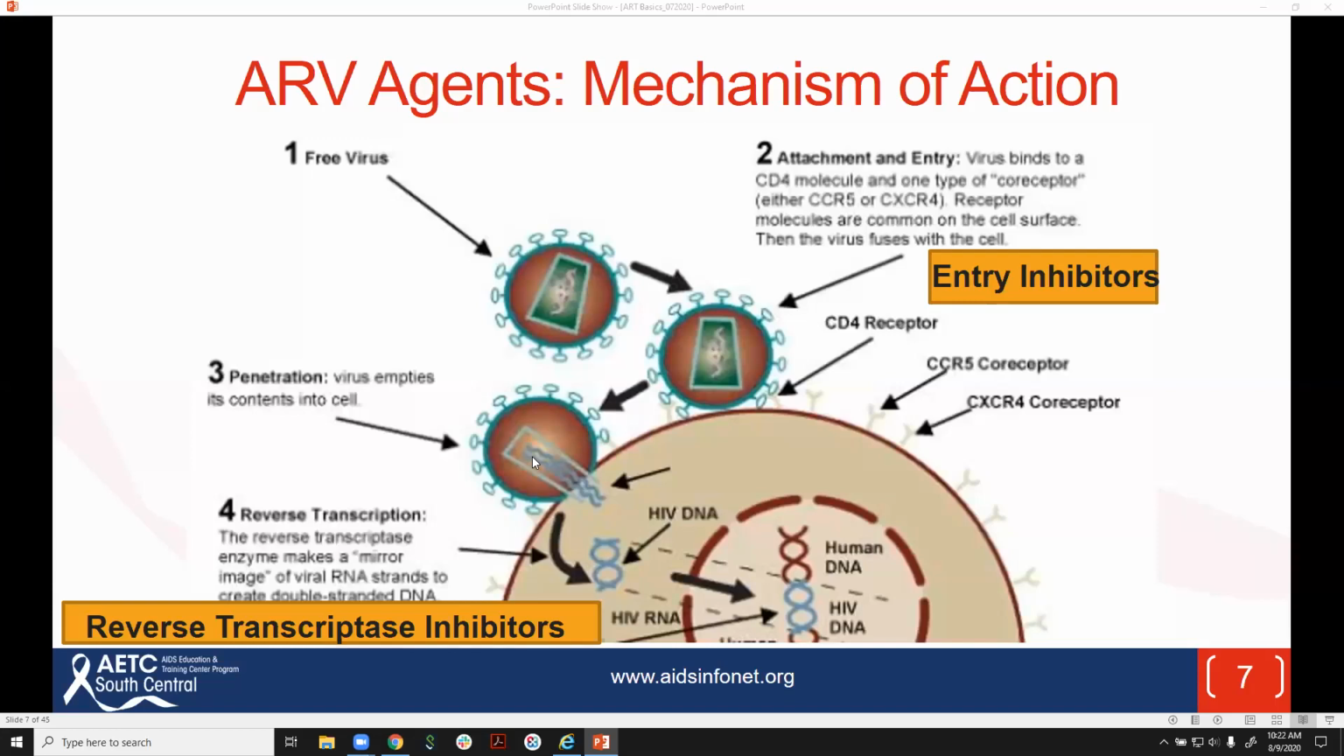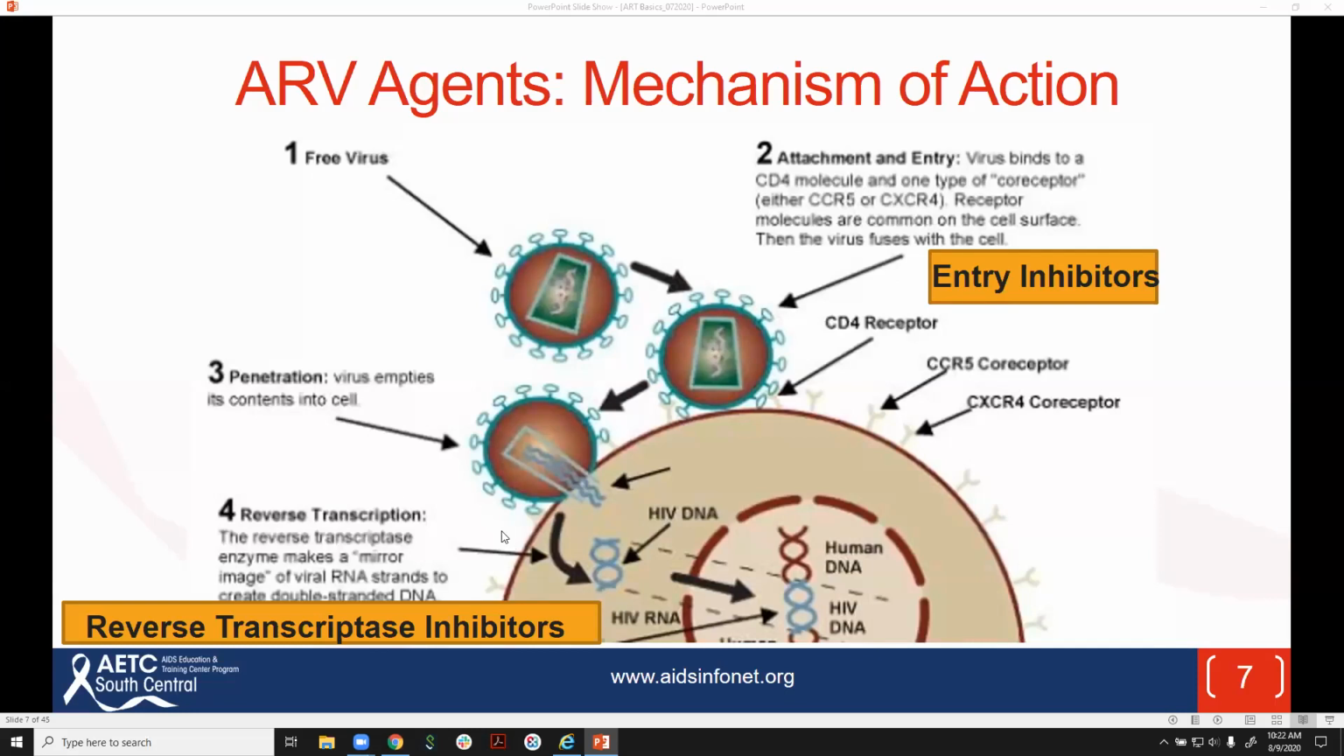But if we go back to the HIV life cycle, once those membranes fuse, the genetic contents and the three enzymes come out into the cytoplasm of the T cell. What our next step is, is the very key enzyme which needs to happen before HIV integration, and that's the reverse transcriptase inhibitor.